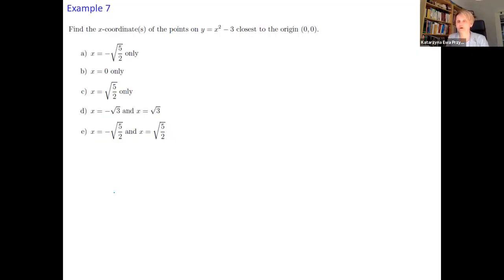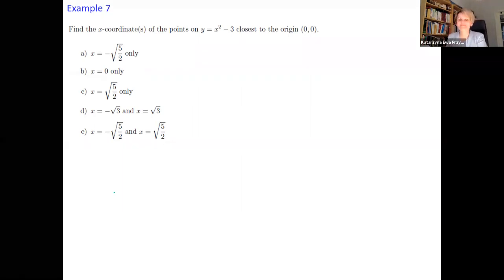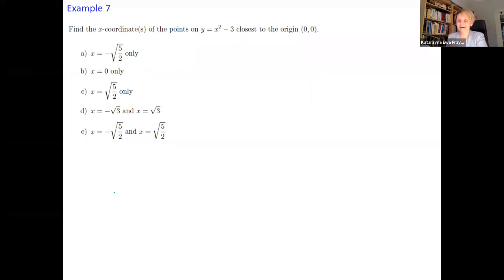We will not go so crazy with this. Definitely the distance is a good question, okay? For the final test, the same question: find the x coordinates of the points on the parabola y equals x squared minus 3 closest to the origin.